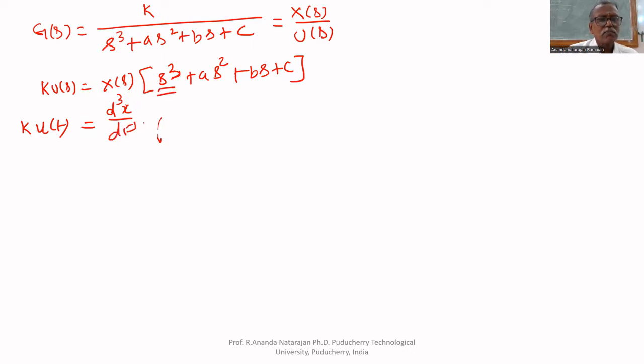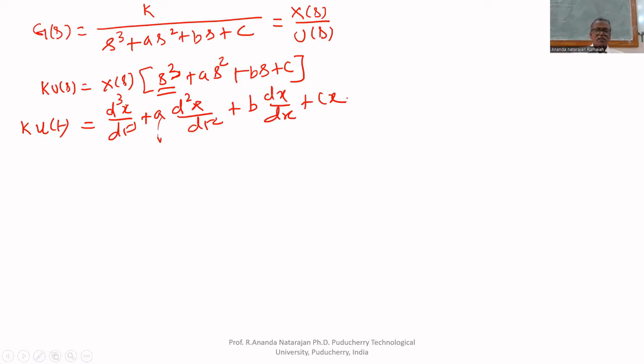This is s cube. Plus a s square means second derivative, d square x by dt square, plus b dx by dt plus cx. So this is the differential equation. For that, we obtained the transfer function like that.